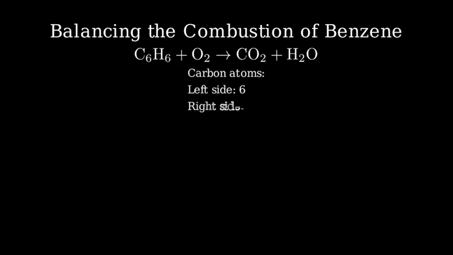Balance the combustion reaction of benzene with oxygen. Here's our initial unbalanced equation. Let's start by counting the atoms on each side. For carbon, we have 6 carbons on the left from benzene, but only 1 carbon on the right from carbon dioxide. To balance this, we'll multiply CO2 by 6.